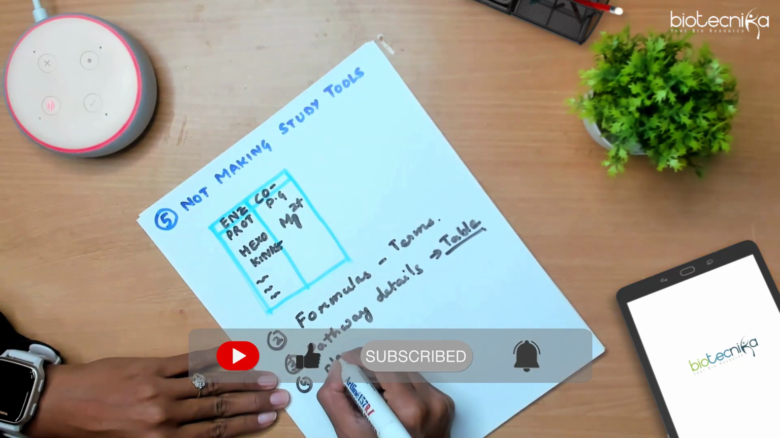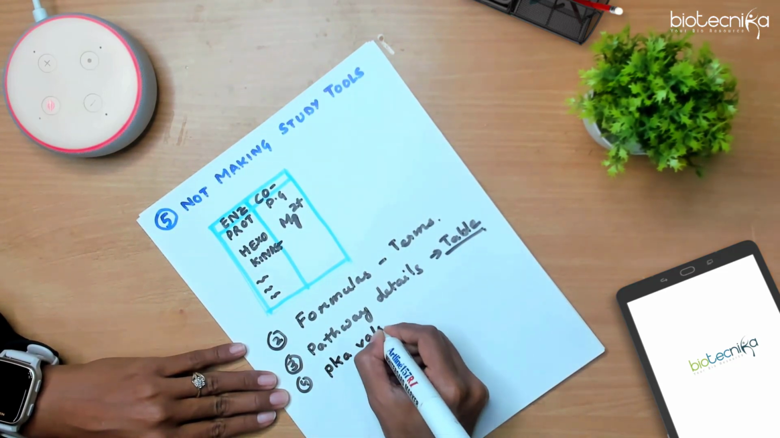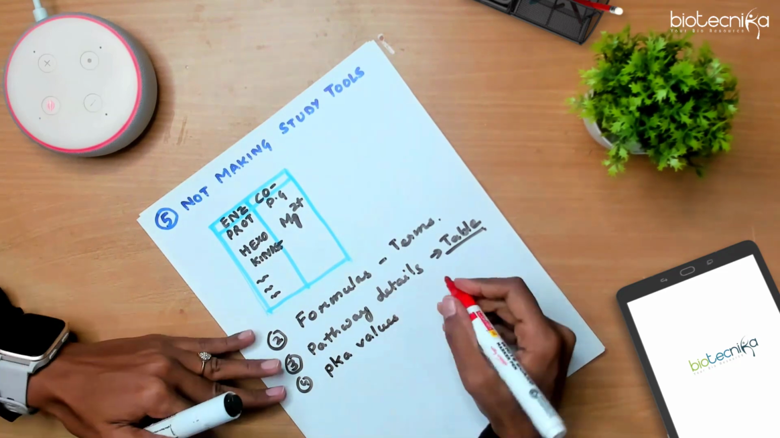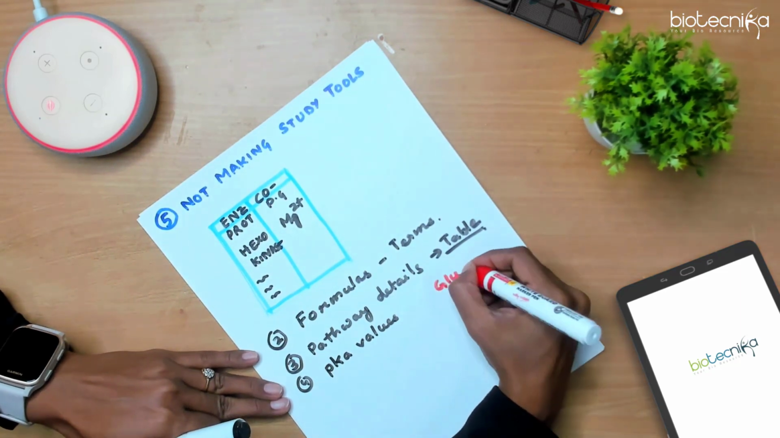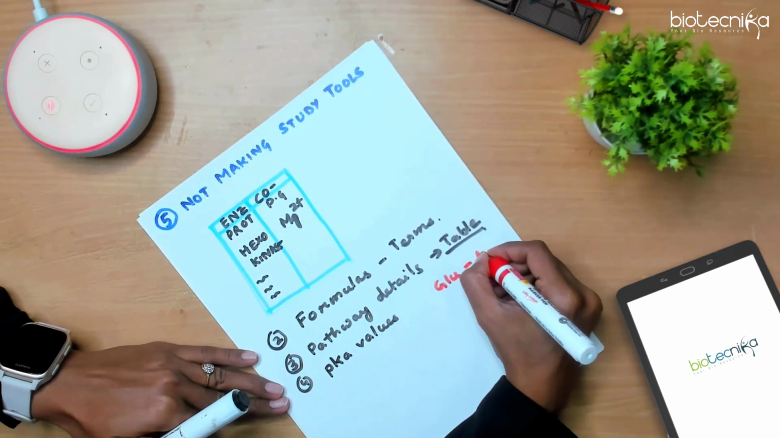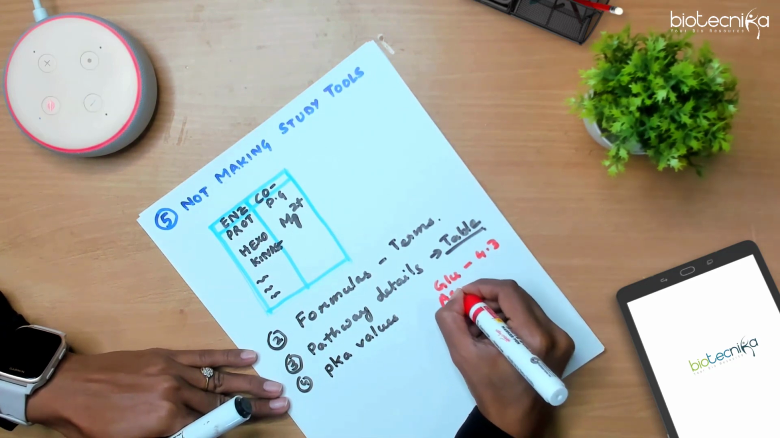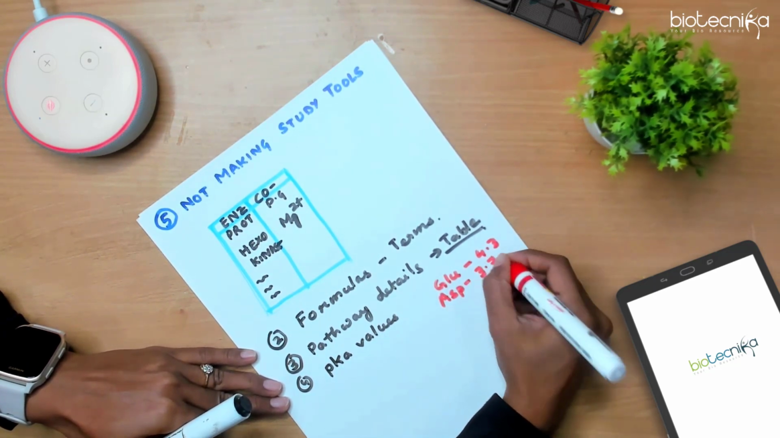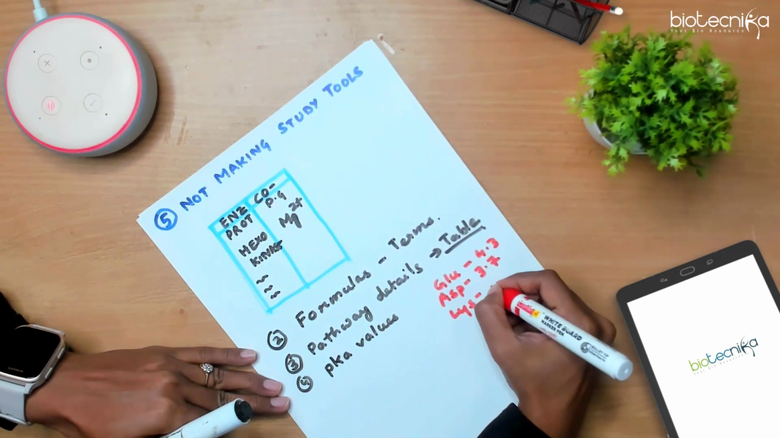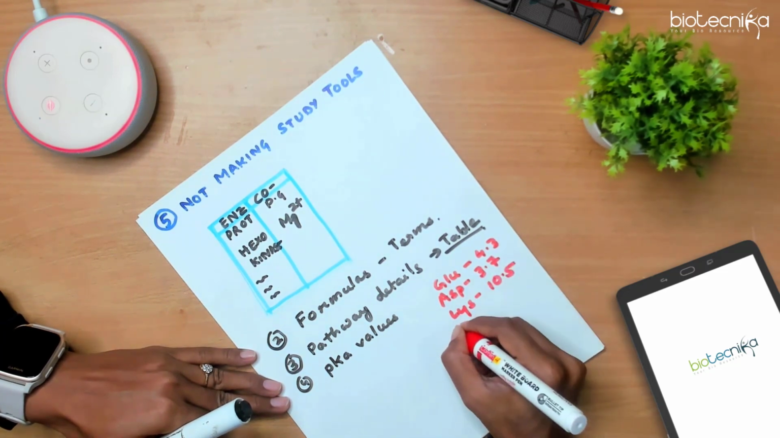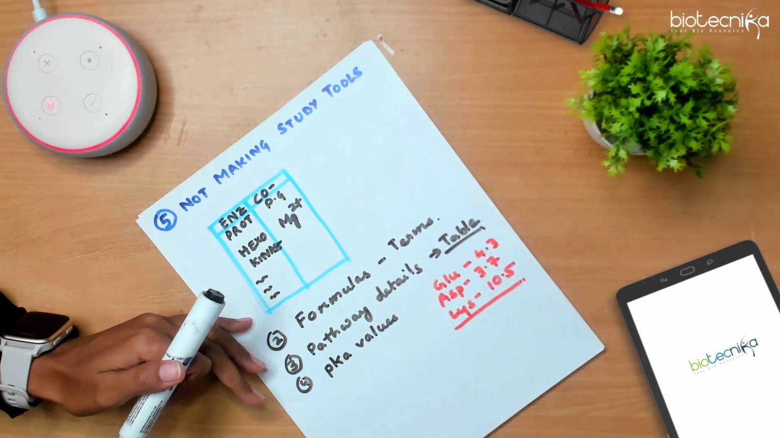Next thing is pK values. For amino acids, the side chain pK values, yes, you need to write down somewhere. Okay, glutamate has a pKr value of 4.3. Aspartate has a pK value of 3.7. Whereas lysine has a pKr value of 10.5. Yes, these are going to really help you and you need to write this down.